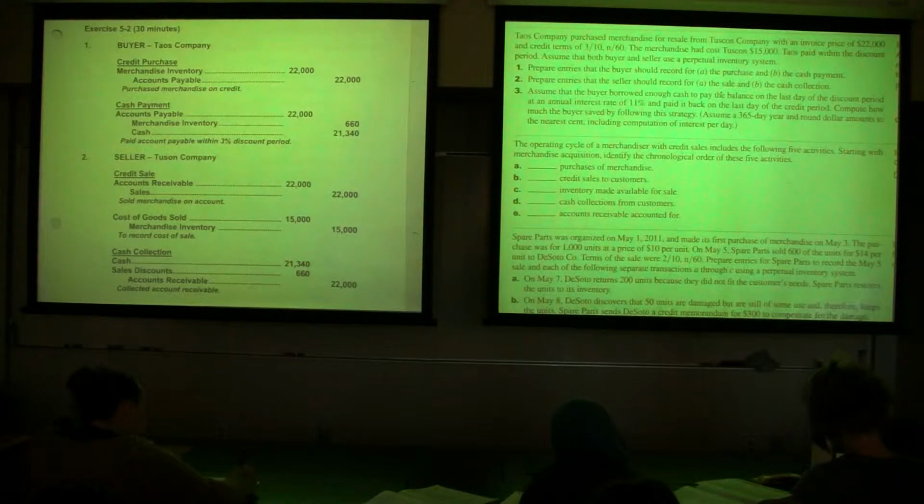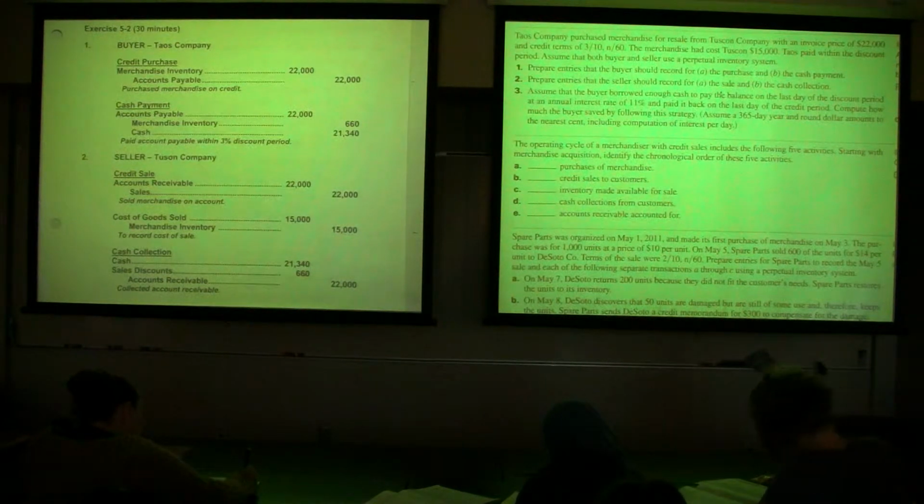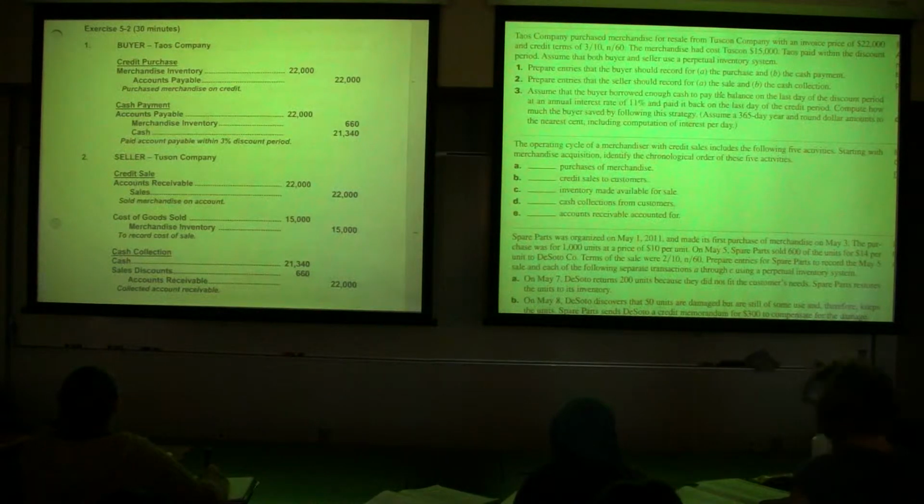So I guess the thing I don't understand, and I was trying to figure this out yesterday, is why on the cash payment, when you get the discount, why you would credit merchandise inventory, because you just got a discount. The merchandise wasn't damaged, it's not worth less, is it?